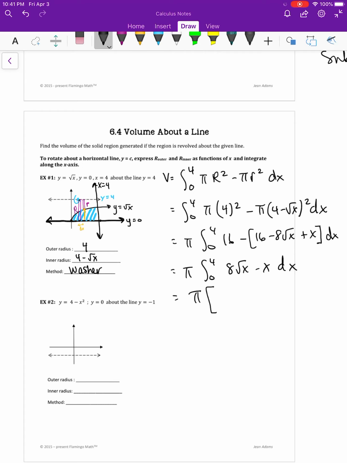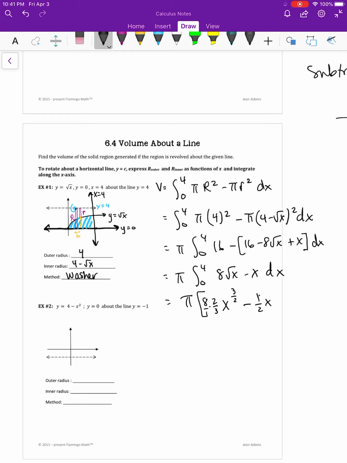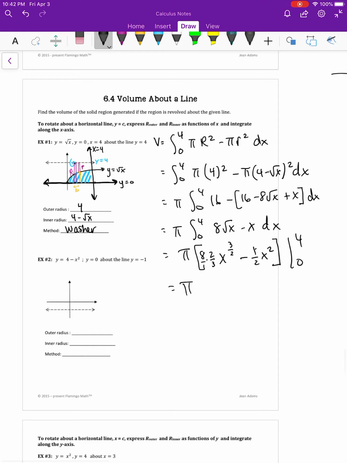Now integrate. X to the 1/2 plus 2/2 is x to the 3/2. And then we are going to multiply by 2/3, because divided by 3/2 is multiplication by 2/3. Minus 1/2 x squared from 0 to 4. So this is going to be 16/3 x to the 3/2 minus 1/2 x squared from 0 to 4.